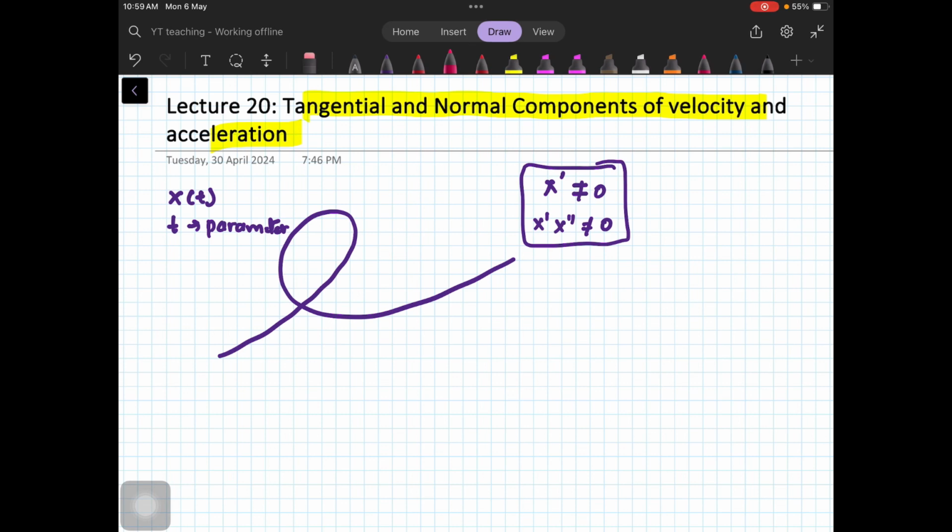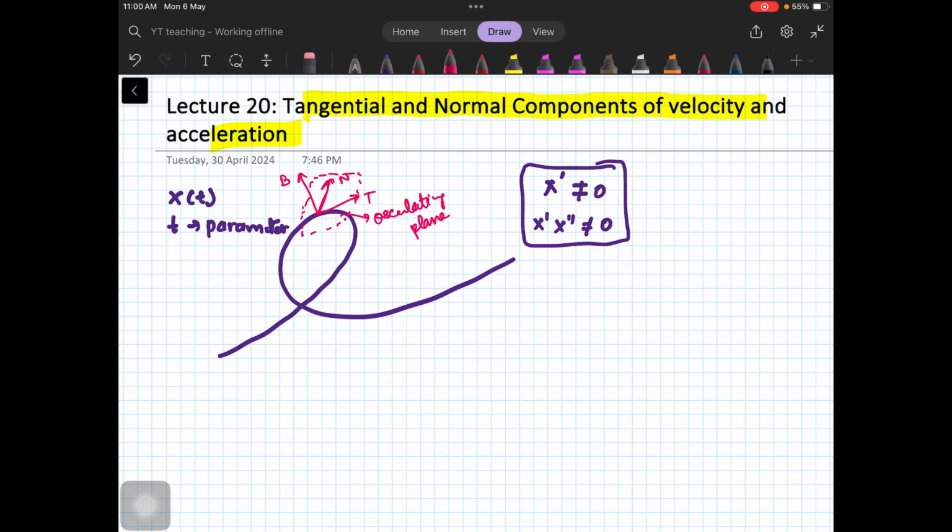We saw that at every point we can define a tangent vector, a normal vector and a binormal vector. The tangent and normal are in the plane of the curve at that point, and this is called the osculating plane. We studied these things in detail in the last few videos.